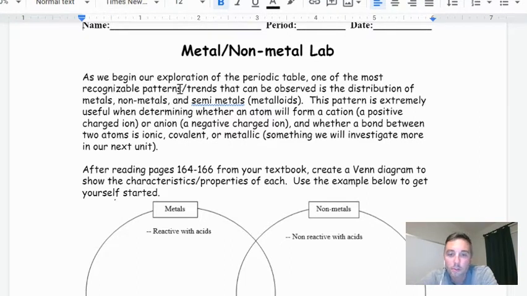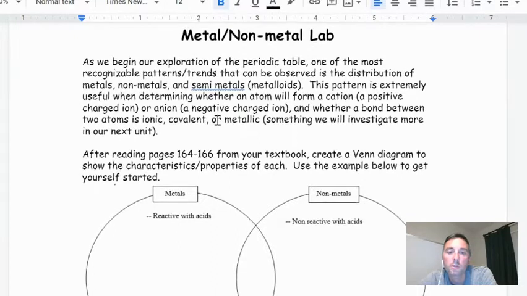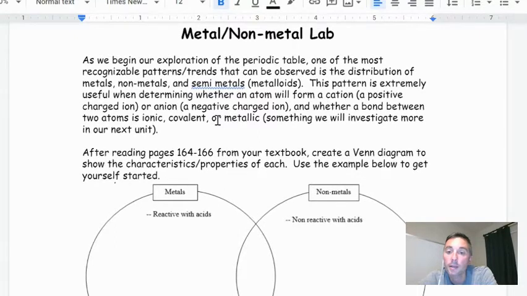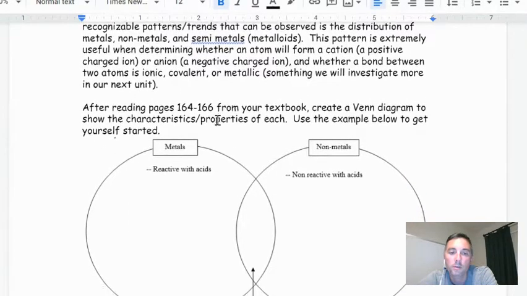So, as we begin our exploration of the periodic table, one of the most recognizable patterns or trends that can be observed is the distribution of metals, nonmetals, and semimetals, or as we're going to refer to them, metalloids. This pattern is extremely useful in determining whether an atom will form a cation, a positively charged ion, or an anion, a negatively charged ion, and whether the bond between two atoms is ionic, covalent, or metallic, something we'll investigate more in our next unit.